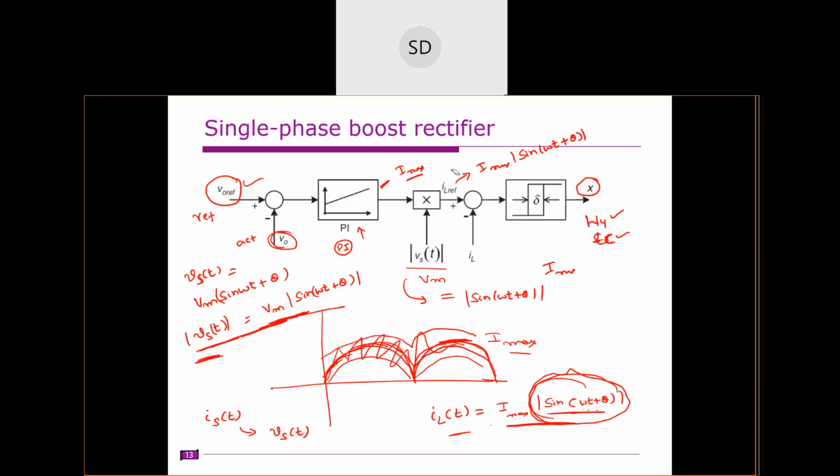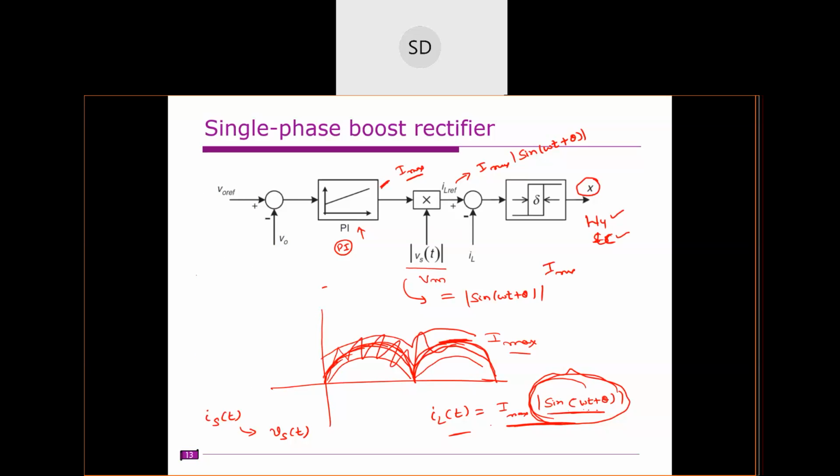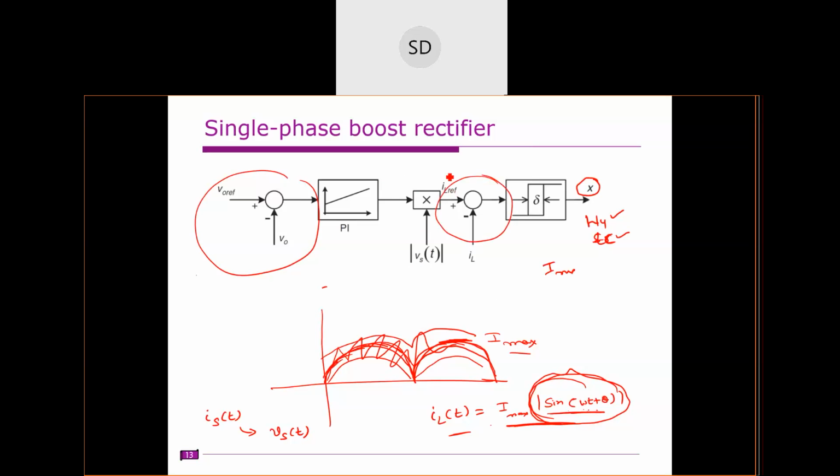Here we have two objectives. The first objective is to maintain the output voltage, or load voltage, constant. The second objective is to make the source current sinusoidal. So we have an outer voltage control, and inside it we have an inner current control.